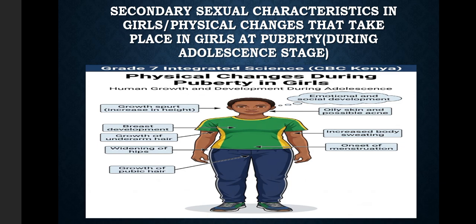On the far right, we have some changes in the emotions and social development. Then below there, we have oily skin and possible acne or pimples. Then below there, we have increased body sweating. And finally, we have onset of menstruation. So these are just some of the physical changes that will start emerging from this particular girl when she reaches this particular stage that we are calling puberty. And all these changes will come as a result of the influence of the hormone that we are calling estrogen.